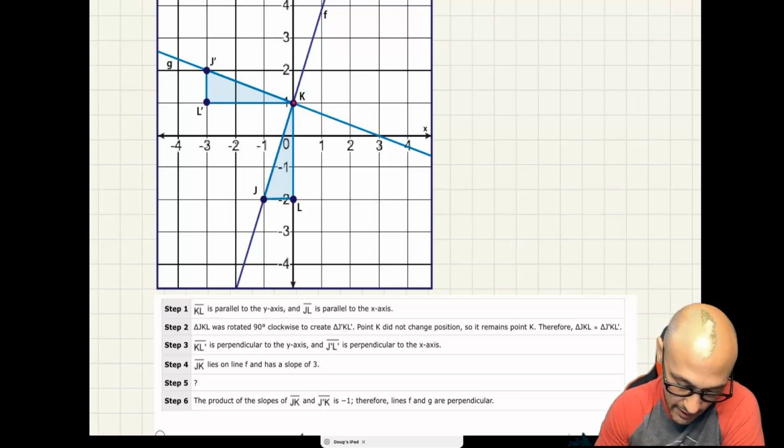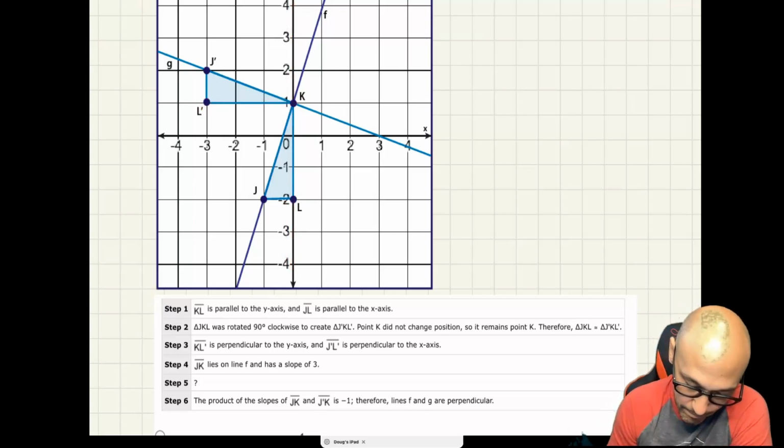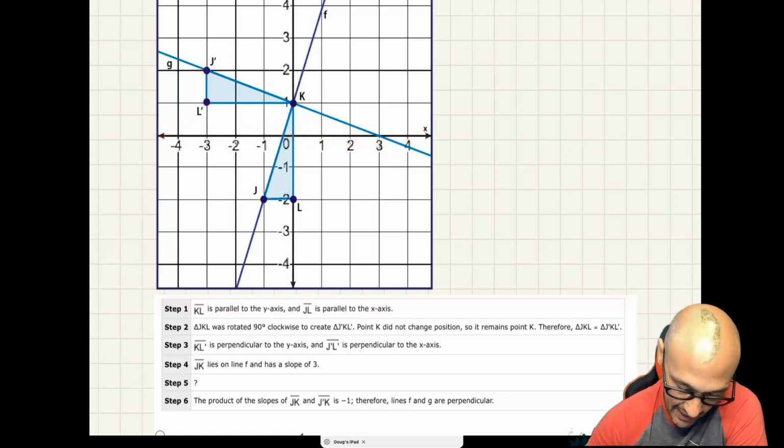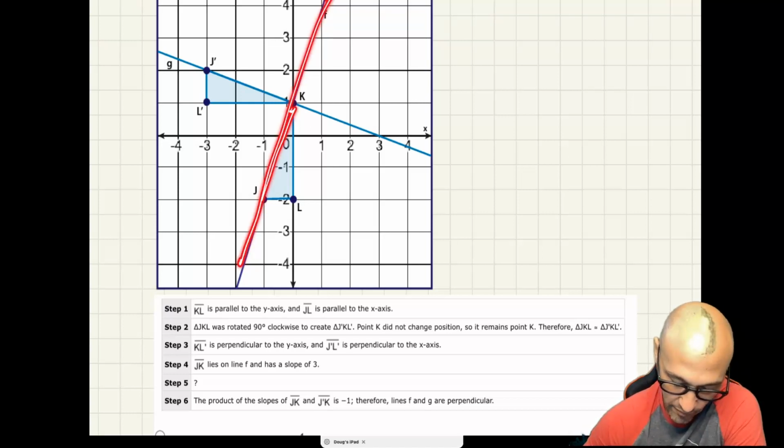KL prime is perpendicular to the y-axis. Yep, I see that. And J prime L prime is perpendicular to the x-axis. Yep, I see that too. JK lies on line F and has slope of 3.